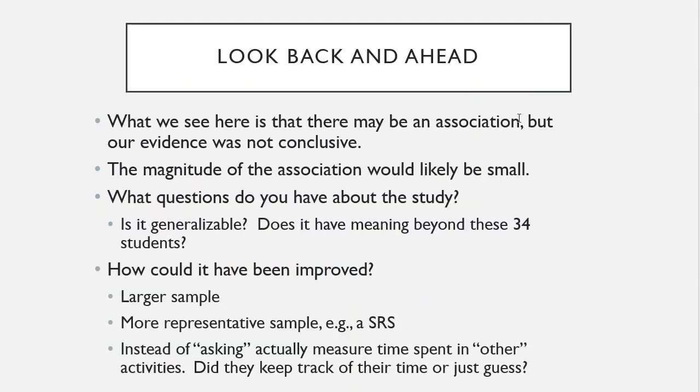So there may be an association, but our evidence was not conclusive. And if there were an association, the magnitude would probably be very small because our slope was negative 0.0059, right? Then you ask questions like, is it generalizable? Well, we had 34 students. Was it a random sample of 34 students, or did they all come from one class? Where did they come from? Were they representative? A larger sample would have been better. A representative sample would have been better.